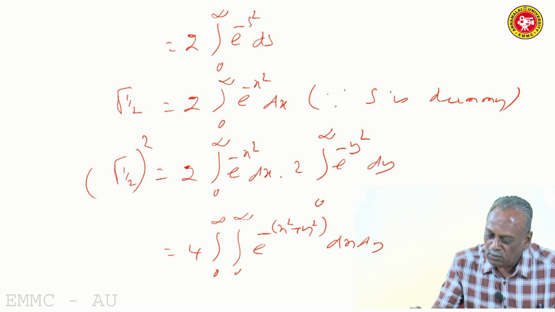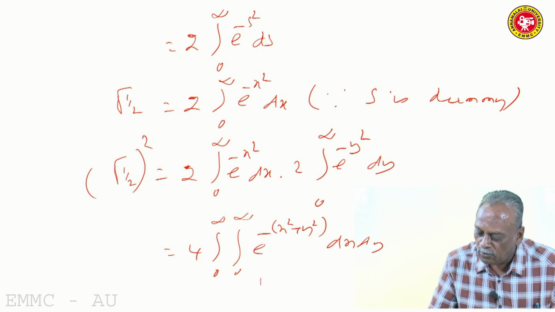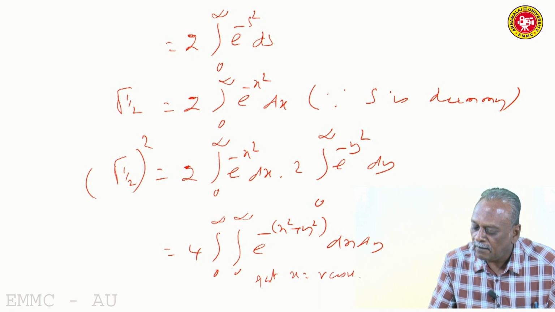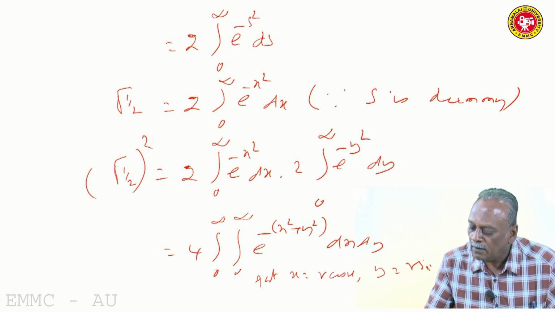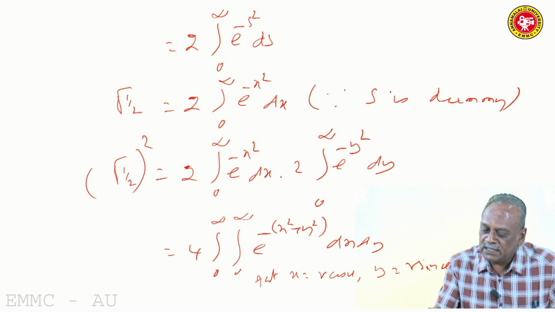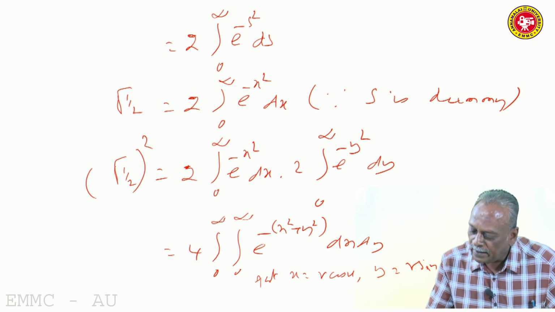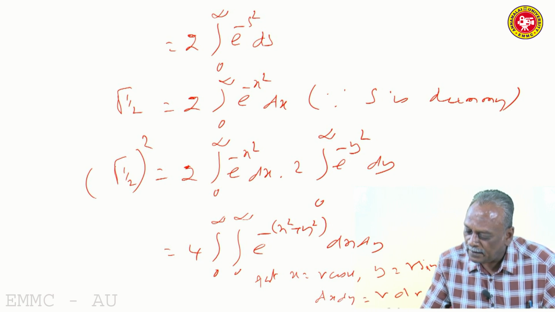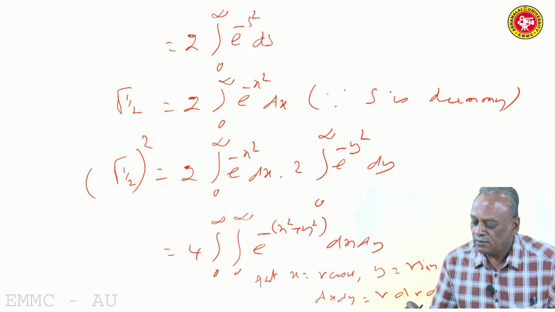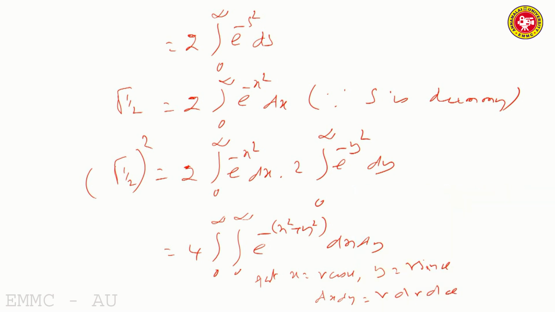So we change the double integral into polar coordinates. Put x equal to r cos theta, y equal to r sin theta. Then the elemental area dx dy becomes r dr d theta, which we can study in the lower classes.